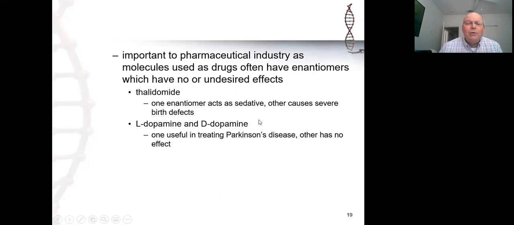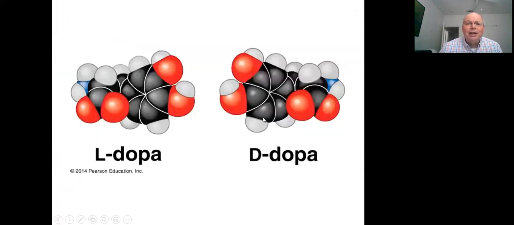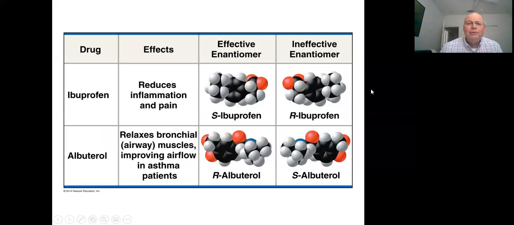Some other drugs that are also found as enantiomers: ibuprofen. So if you take ibuprofen as a painkiller, the S form, remember I said that we now use R and S rather than L and D. So if you take ibuprofen, the S form is the active painkiller. The R form is, fortunately, biologically inert. So you take a pill that contains both enantiomers. This one does nothing. It's biologically inert. This is the one that acts as the painkiller, and it works quite well.